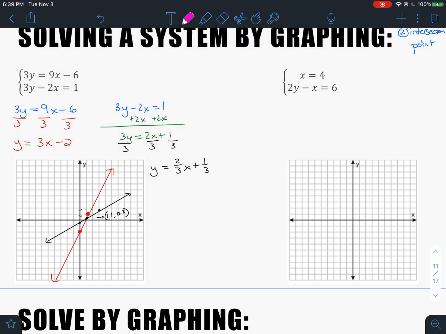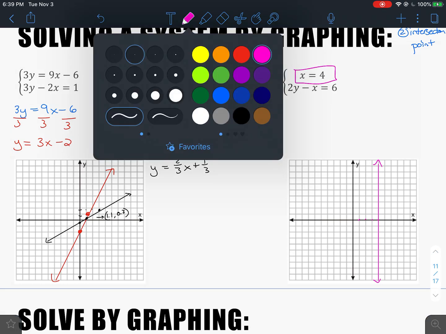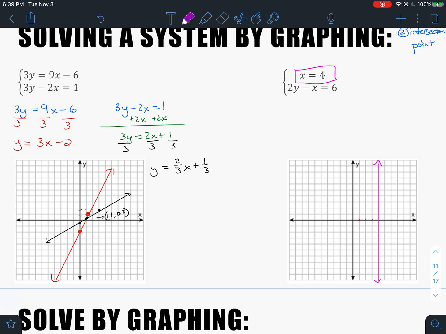On the next one, we have x is equal to 4. When x is equal to 4, that's a vertical line, 4 over. So 1, 2, 3, 4. So that's going to be a vertical line, 4 over. And there's my first line. So that's x equals 4.